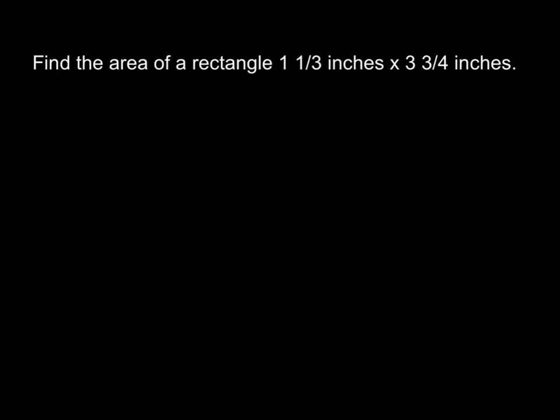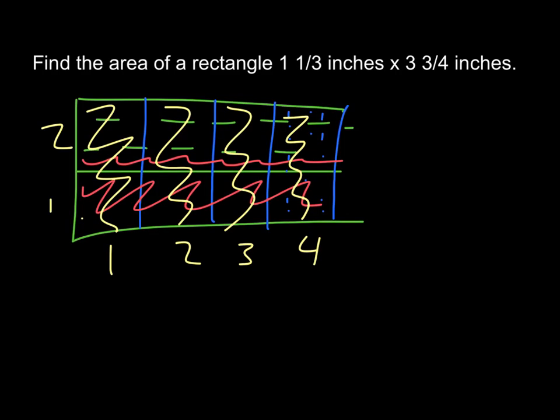So look at this first problem. Find the area of a rectangle that is 1 1/3 inches by 3 3/4 inches. Try to solve it using the area model and then think about how it might look with the distributive property. If we did it this way, we could do it with the area model, but even looking at what I have here, I feel like that's a little bit more confusing. It's a little bit sloppy.